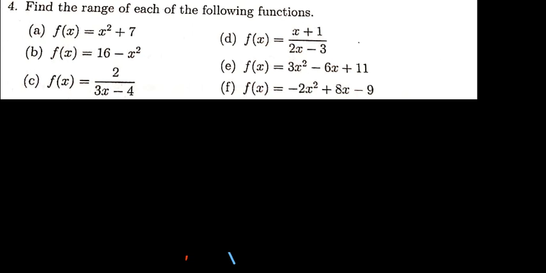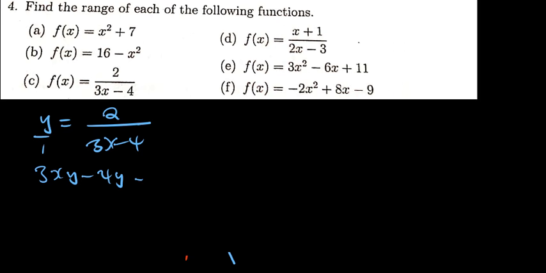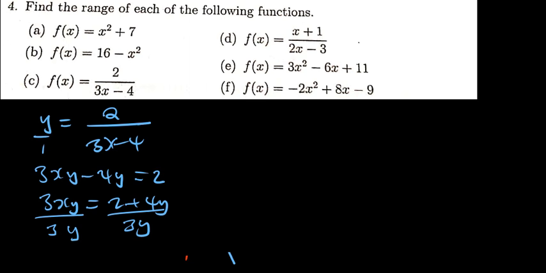The inverse of the function is going to be, we replace f of x with y, 2 over 3x minus 4. I divide there by 1. Let's make x the subject of the formula. 3xy minus 4y is equal to 2. 3xy is equal to 2 plus 4y. I'll divide both sides by 3y. Therefore, x is equal to 2 plus 4y divided by 3y.